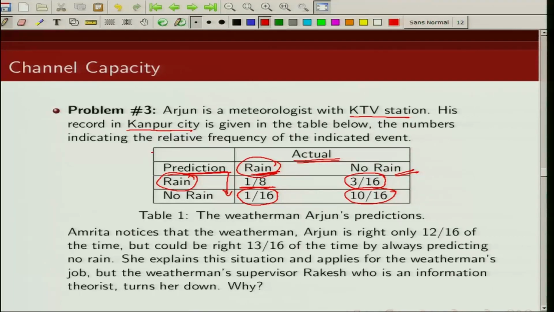So these are his relative frequencies of prediction. Now a student Amrita noticed that this weatherman Arjun is right only 12 by 16 times. He is right when rain happens and he predicts it correctly, and he is correct when there is no rain and he predicts correctly that there is no rain. So Arjun is right only 12 by 16 times, so 3 by 4 of the time he is correct and 1 by 4 of the time he is wrong. Now she noticed that he could be right 13 by 16 times by always predicting there is no rain.